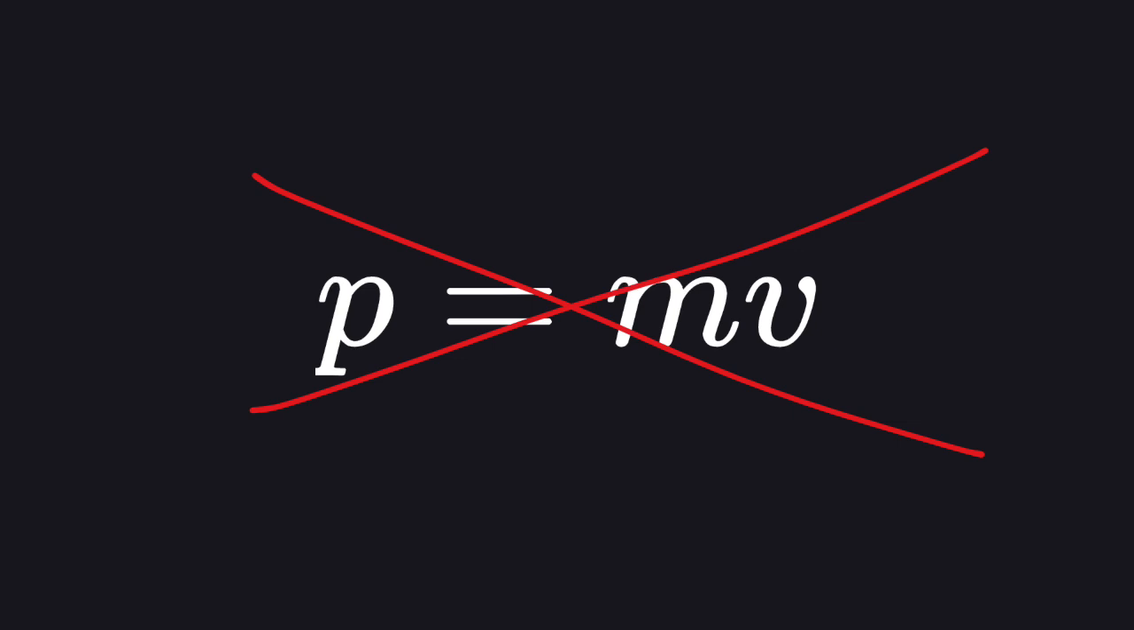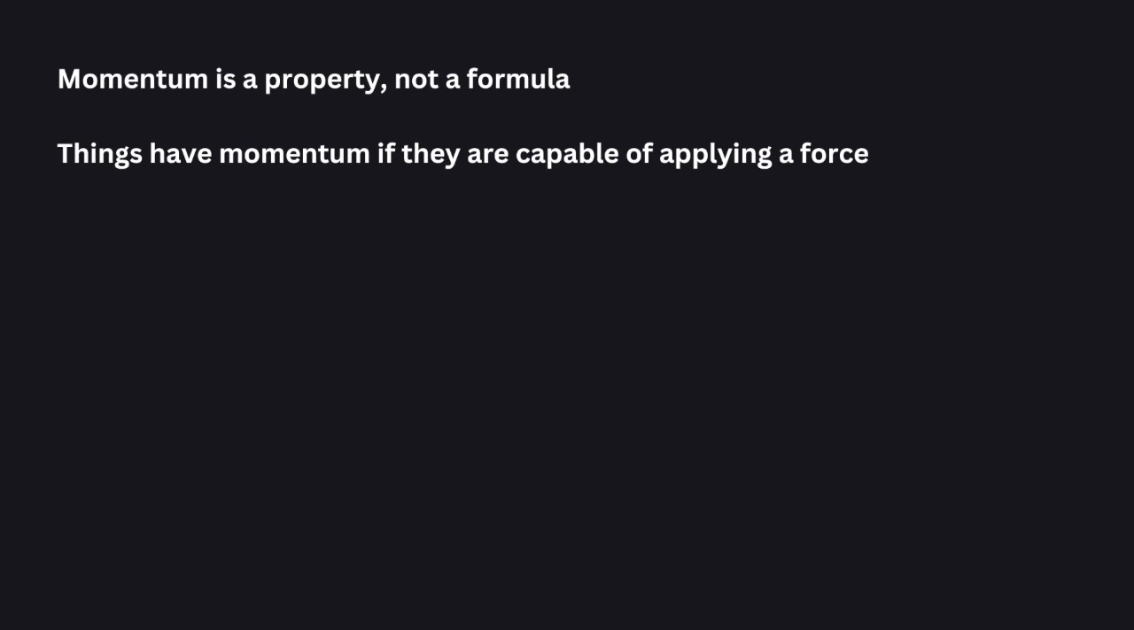In the case of things without mass though, such as light, Newton's formula doesn't work. He wouldn't have known this though since he believed light did in fact have mass, albeit small. We need to stop thinking about momentum in terms of formulae and instead in terms of its definition. Things have momentum when they are capable of applying a force.